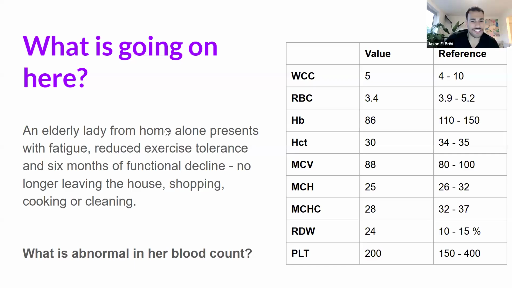Great. More questions. So this is an elderly lady. She's home alone and she's got fatigue, reduced exercise tolerance, and 6 months of functional decline. She's no longer leaving the house, no longer shopping, cooking, or cleaning. And what is abnormal on her full blood count? Who have I asked? Maybe let's try Rivanya.